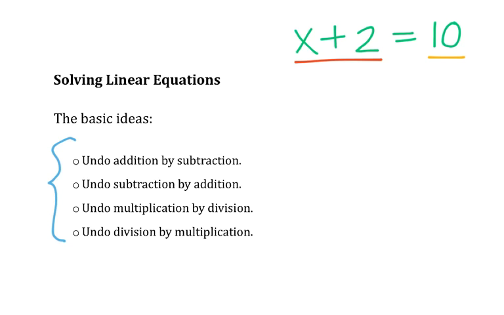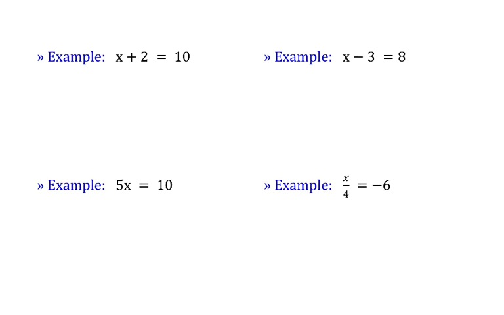When solving, we will undo addition by using subtraction. We will undo subtraction by using addition. We will undo multiplication by using division. And we will undo division by using multiplication. So we'll do 4 examples that kind of underline these 4 ideas, and then we'll branch out a bit from there.